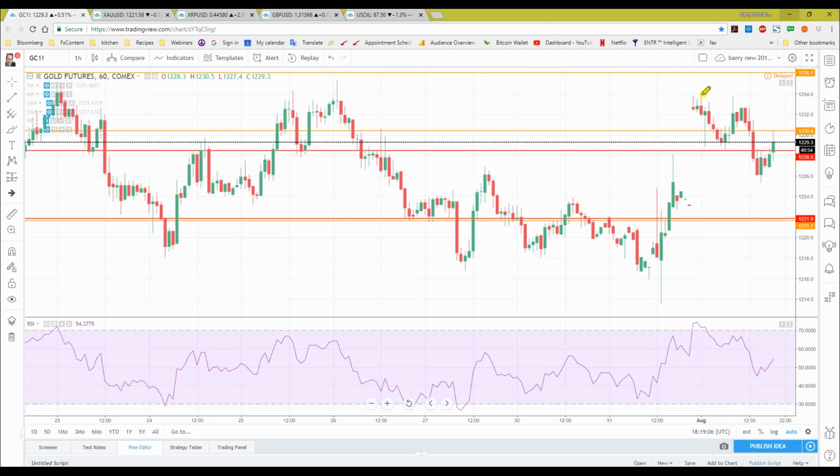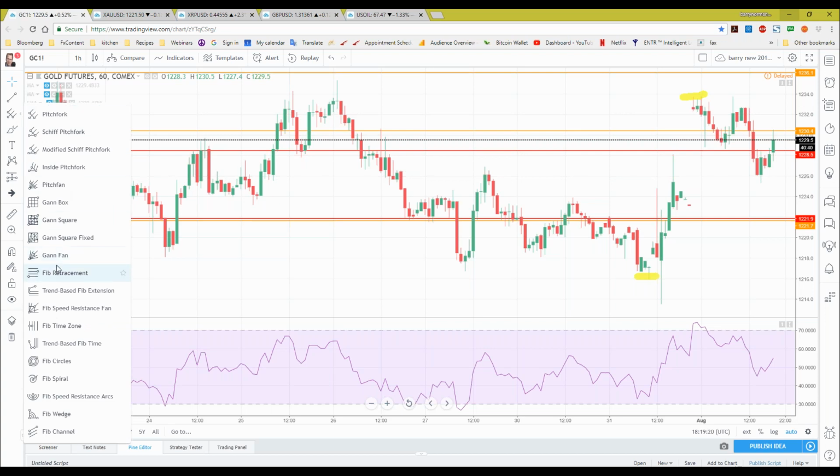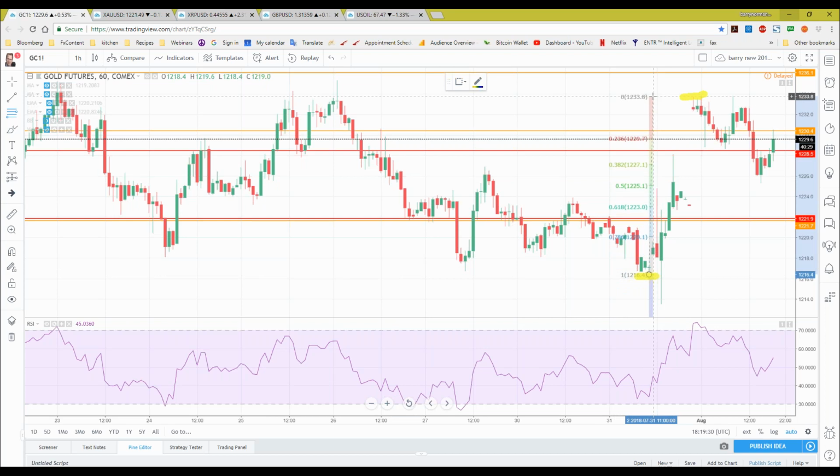So once we've identified the levels, we want to go over to our tool and find our Fibonacci tool. We're going to come down to Fib retracements. And since this is an uptrend, we've located the swing low and we're going to pull it higher.